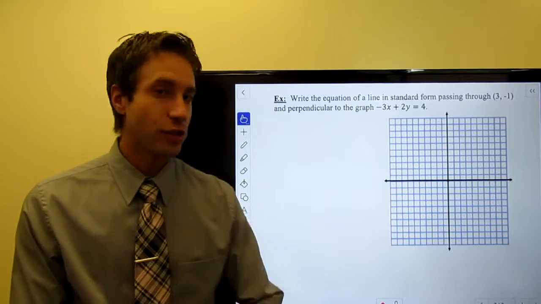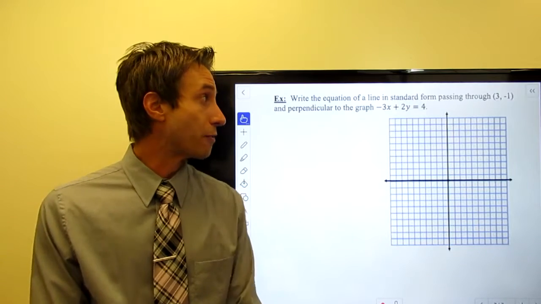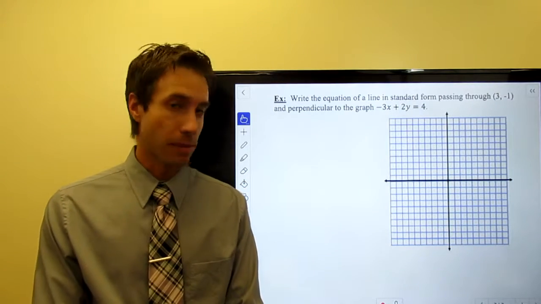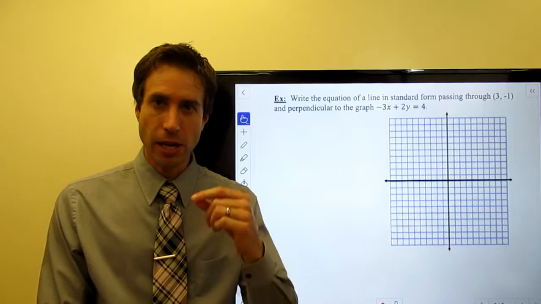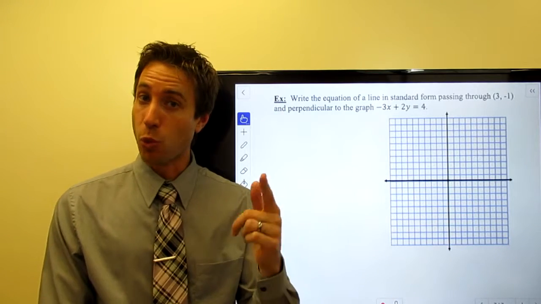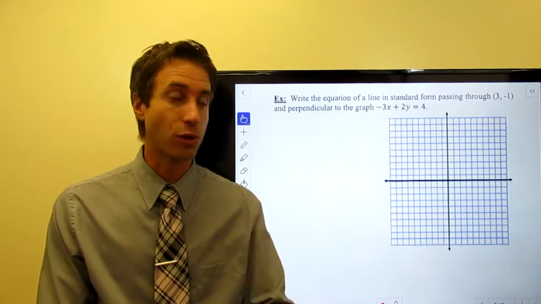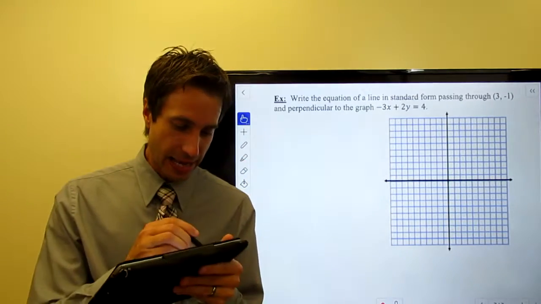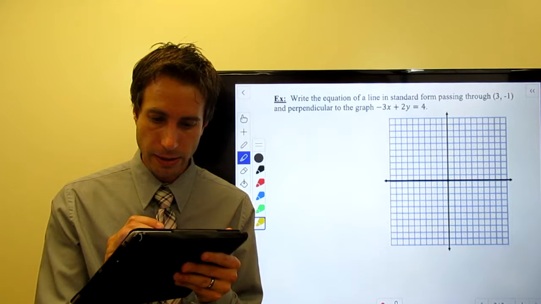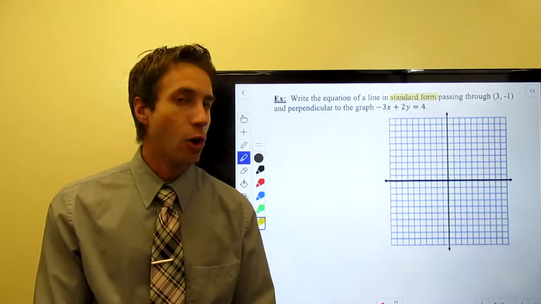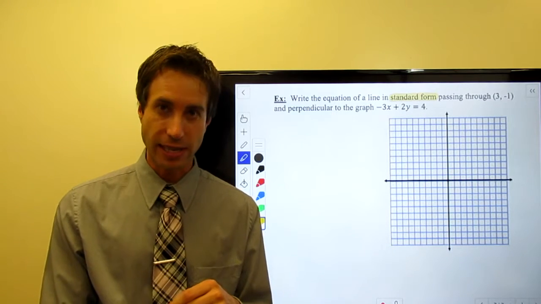Alright guys, welcome to this page of the notes, and I've got a great one for you here as our last problem. I'm really excited about this one because I'm going to refresh your memory on one more thing from Algebra 1 when it comes to writing the equation of a line. And it's this part right here. Standard form. What does it mean to write an equation in standard form?